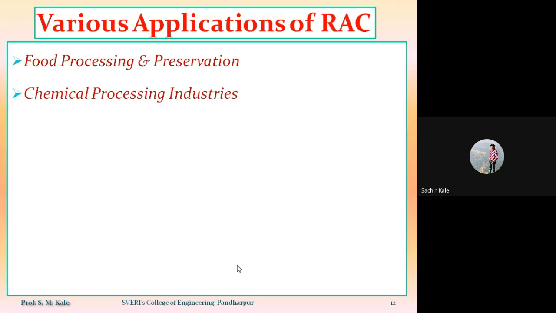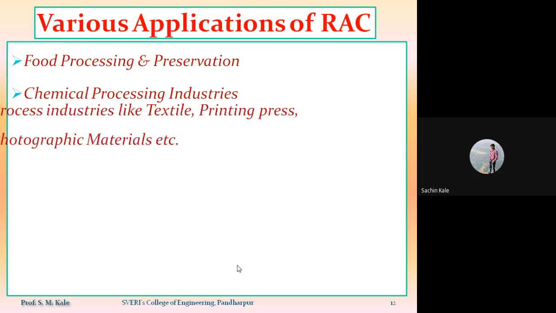Then the second one is the chemical processing industries. In chemical processing industries also, for taking heat away from a chemical reaction or adding heat to a chemical reaction, we are using refrigeration, and to achieve various chemical processes or reactions, we are maintaining the desirable temperature, as in the pharmaceutical industry. That means in the chemical processing industry also we are using refrigeration as well as air conditioning.